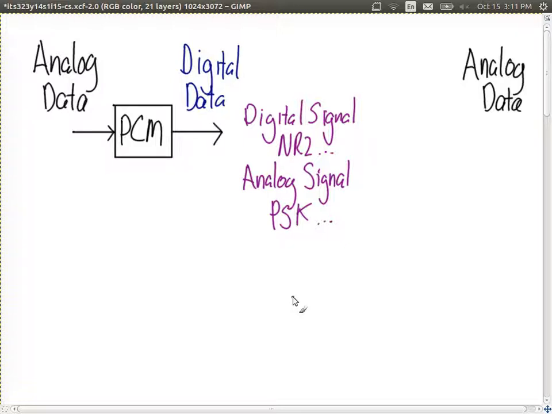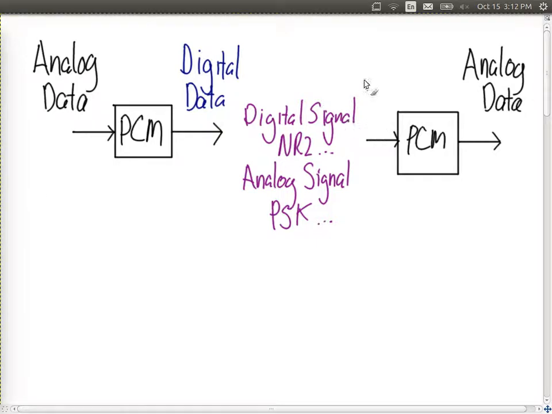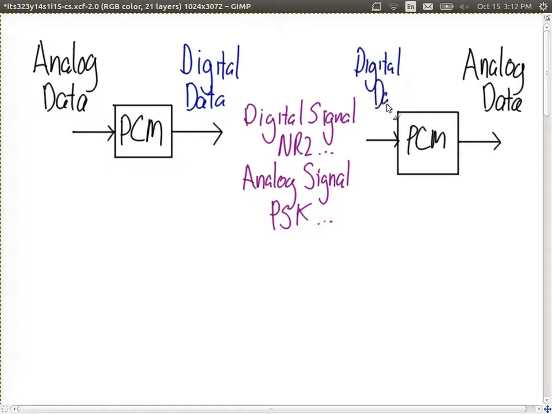So the receiver receives that and converts back. And of course, I forgot to draw what it receives. After it receives the signal, it has digital data. So we start with our, for example, voice, analog data. We convert it to bits. We send those bits using some form of signal, digital or analog. We receive a signal which is converted back into bits, the digital data, and then PCM, the decoder, converts that digital data back into analog.